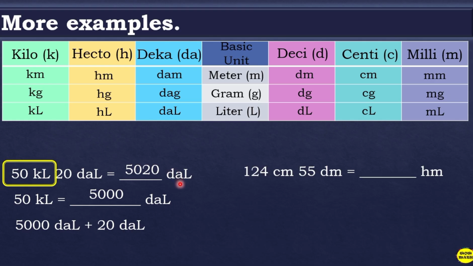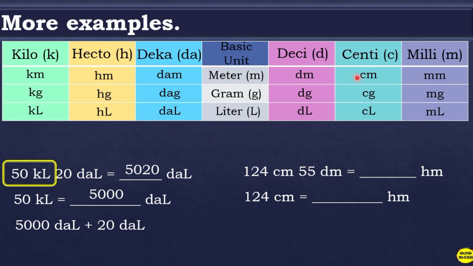Next. So, I have here 124 centimeters, 55 decimeters. How many hectometers? So, this is asking us to convert to hectometers. Okay? It is hectometer. So, how will we do this? The units are different. So, how do we do it? So, let's convert 124 centimeters first. So, this is centimeters. One at a time. So, this first and then this next. So, let's convert centimeters to hectometers.